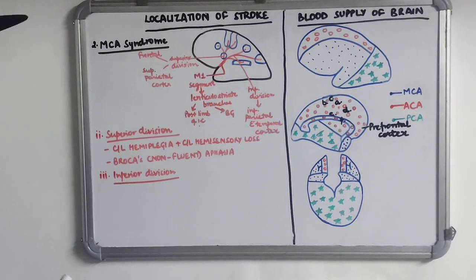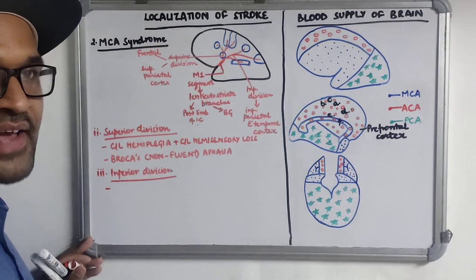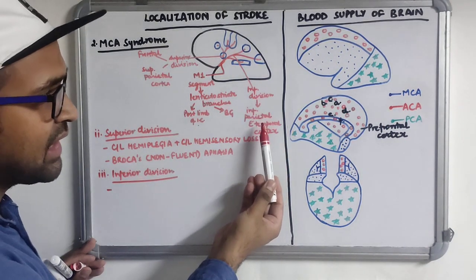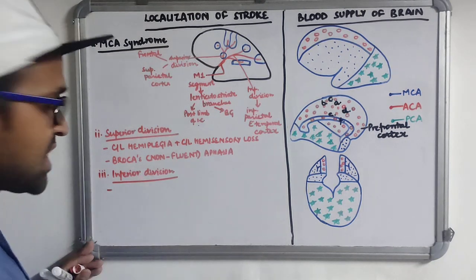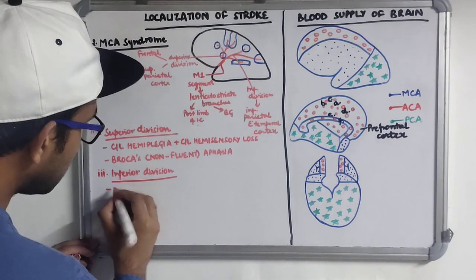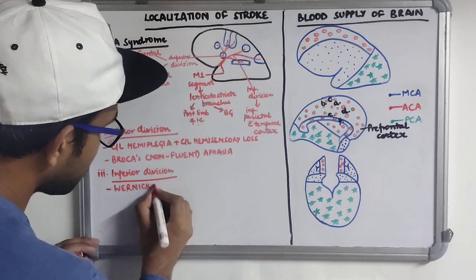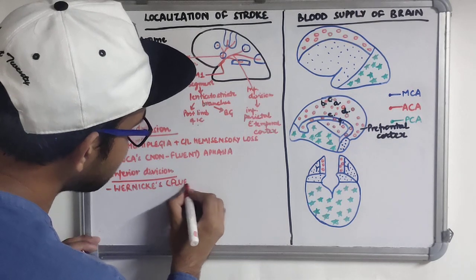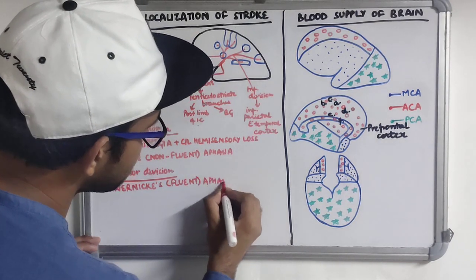Again, in occlusion of the inferior division, the primary motor area and primary somatosensory area are spared, as I have told you, because it primarily supplies the inferior parietal and temporal cortex. So there will be no hemiplegia, no hemisensory loss. So there is only Wernicke's aphasia. There is Wernicke's aphasia in the absence of weakness. There is no weakness, mind you.